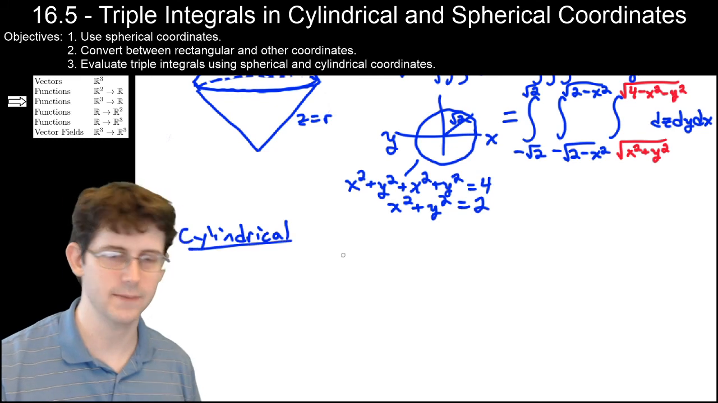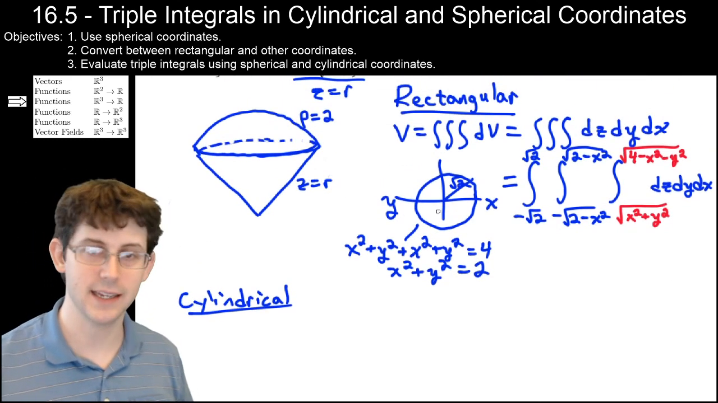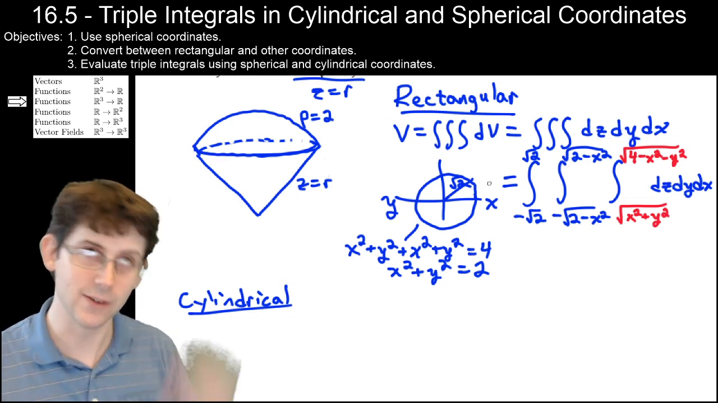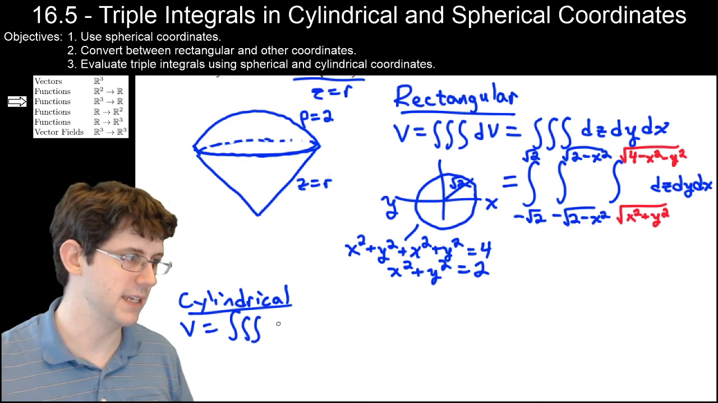Let's try cylindrical. Again, the setup will be kind of the same as with rectangular, where we're going to focus on the xy, or in this case, r theta plane to start. But our setup is V is the integral of dV.